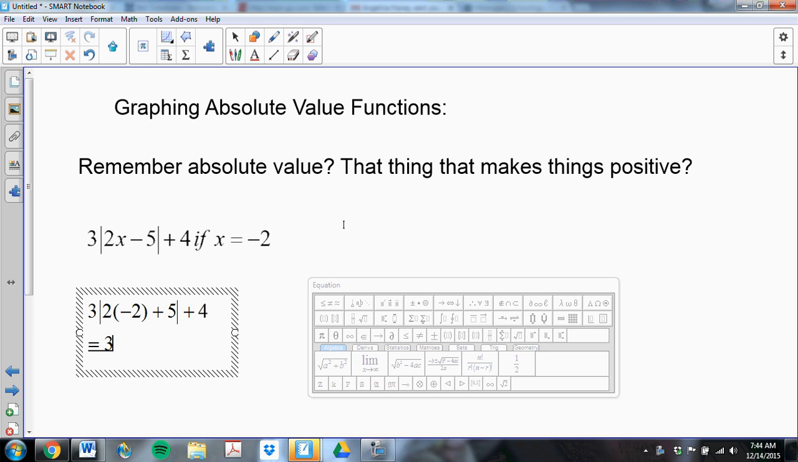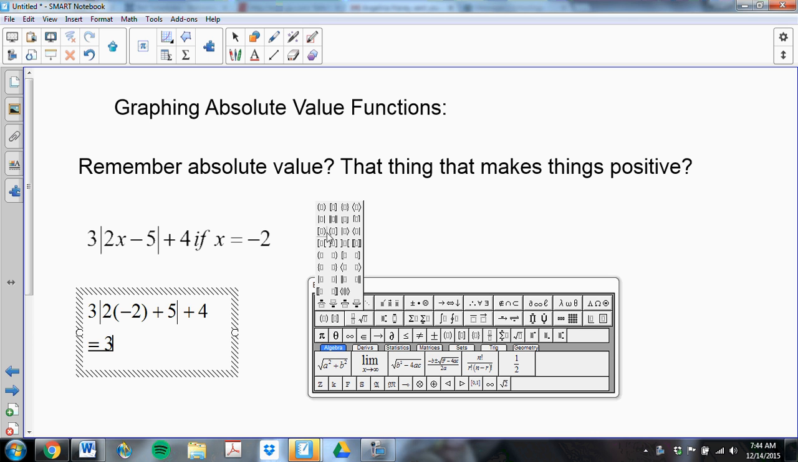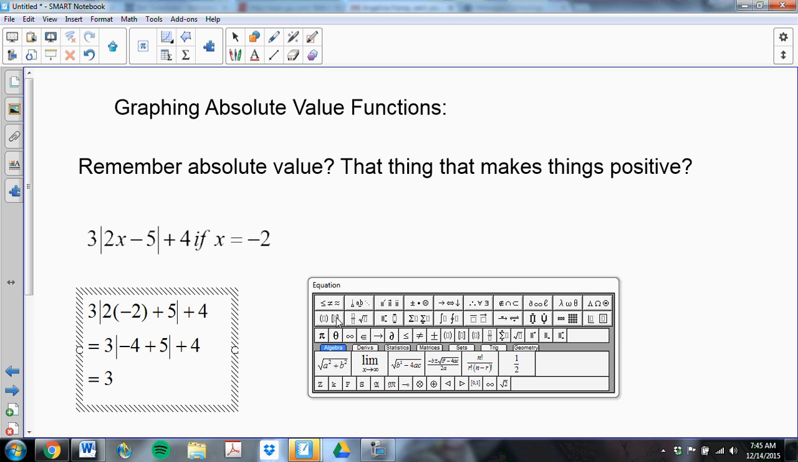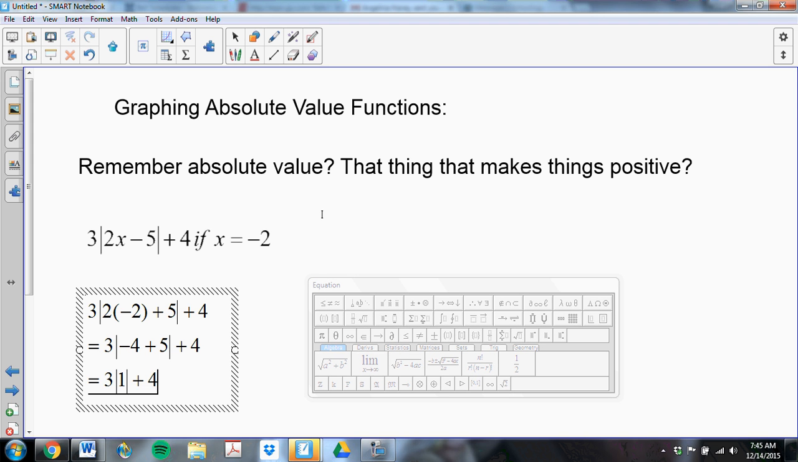This is the same as 3 times the absolute value of -4 plus 5 plus 4, which is really 3 times the absolute value of 1 plus 4, since -4 plus 5 is 1. Now, since this is positive already, we don't change the sign. We just do 3 times 1 is 3, and add 4 to get 7.